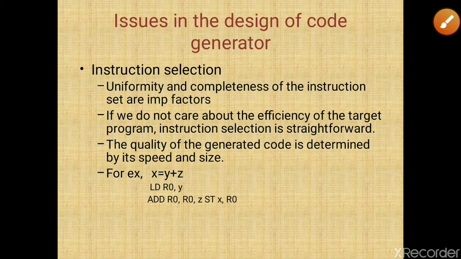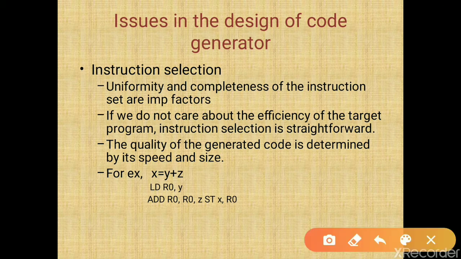Next issue is instruction selection. While doing the instruction selection, the uniformity and completeness of the instructions are very important, and the code generator maps the intermediate form code into a code sequence that can be executed by the target machine. On some machines, floating point operations are done using separate registers. Instruction speed is another factor. The quality is measured by the speed and the size.